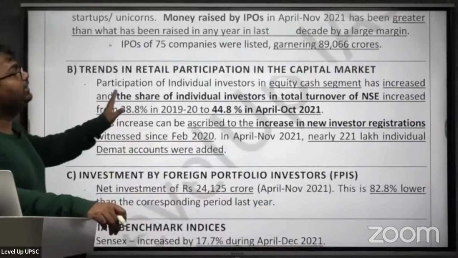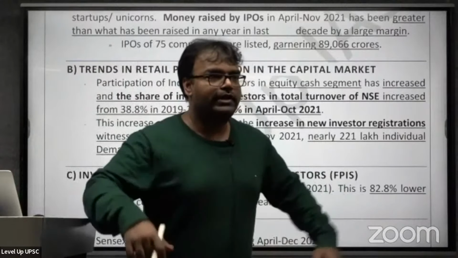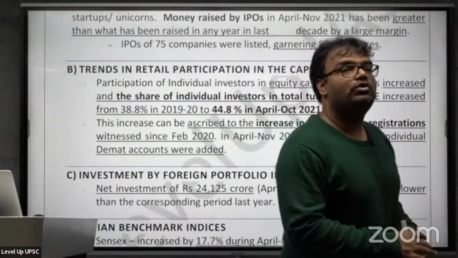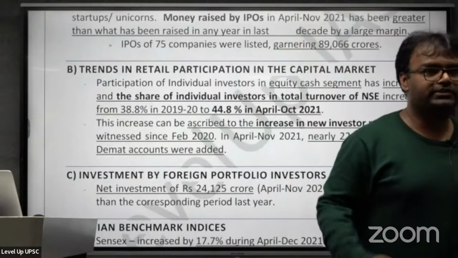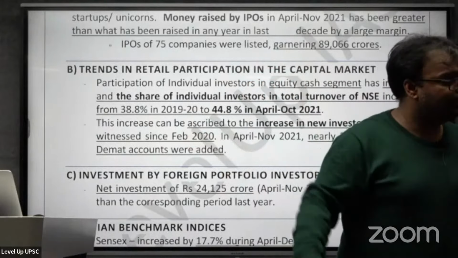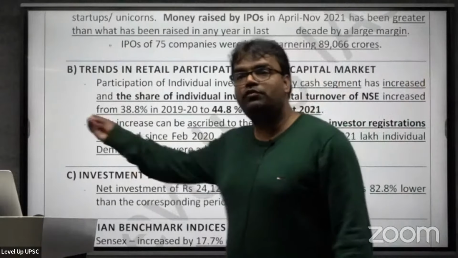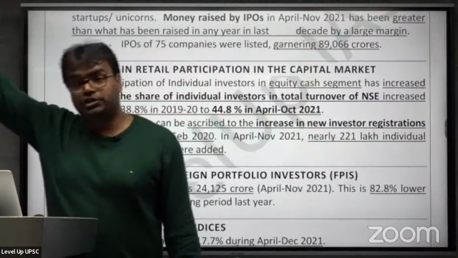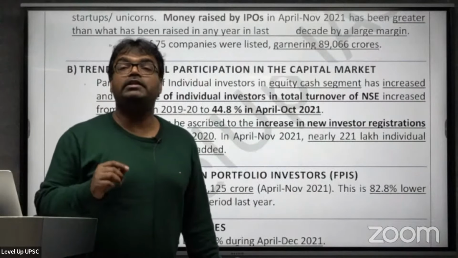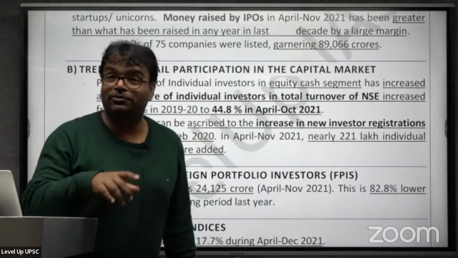Now, trend in retail participation in the capital market. Retail matlab individual, like in capital market, stocks could be bought by institutional investors. LIC has a big share of big investment in stock market. It's an institutional investor. Mutual funds invest there, foreign institutional investors invest there, but then there are retail investors like people amongst us. Does anyone of you have a demat account?